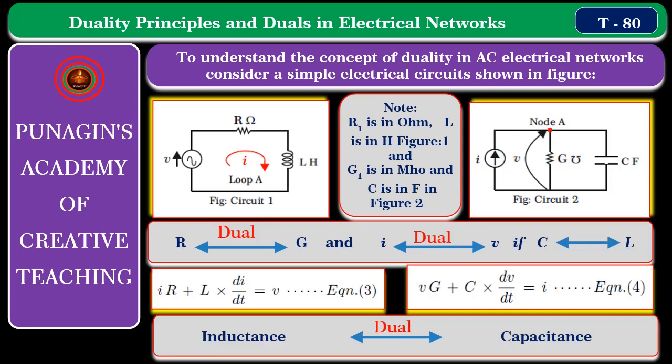Friends, we saw that R is dual of G and I is dual of V. So, in equation 4, if I is replaced by V and V is replaced by I and C is replaced by L, we see that equation 4 will be same as equation 3. Hence, inductance can be called a dual of capacitance and vice versa.